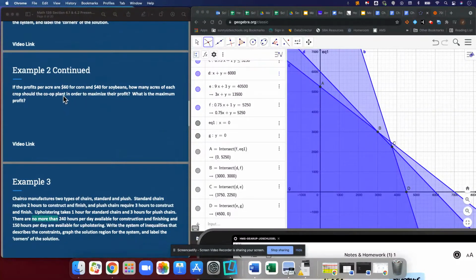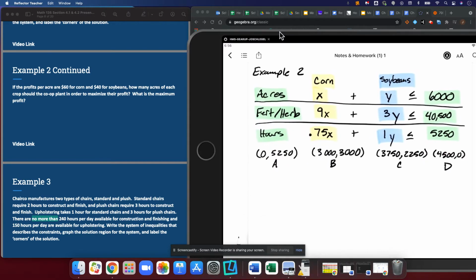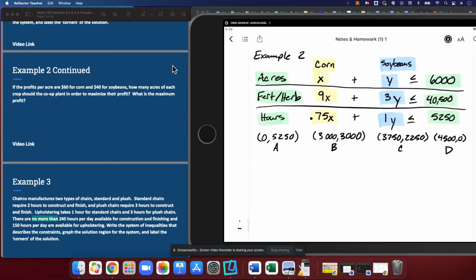So I'm picking right up where we left off with example 2 continued. We've got a little bit more information now. And we know that the profit per acre is $60 for corn and $40 for soybeans. So how many acres of each crop should the co-op plant in order to maximize their profit?